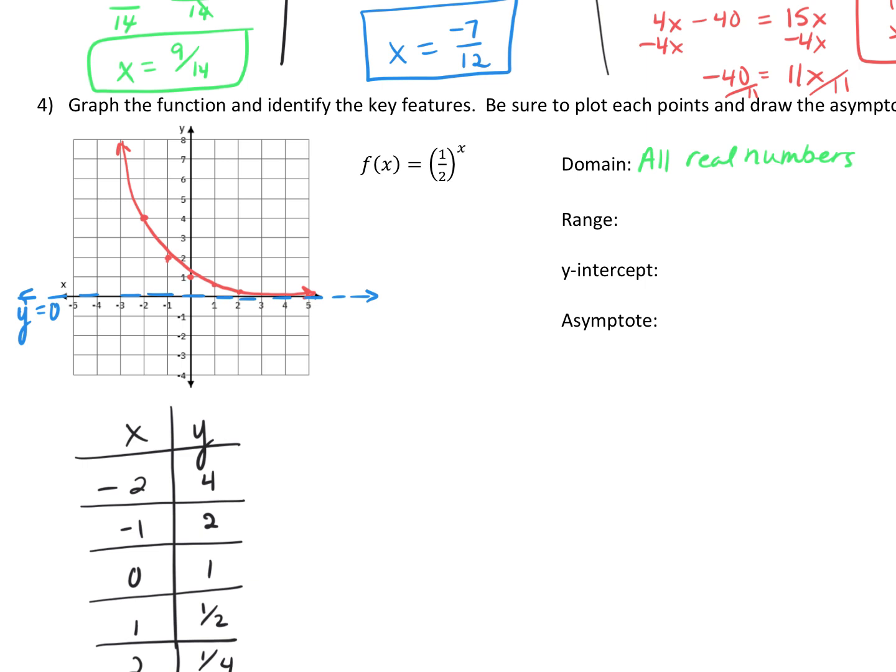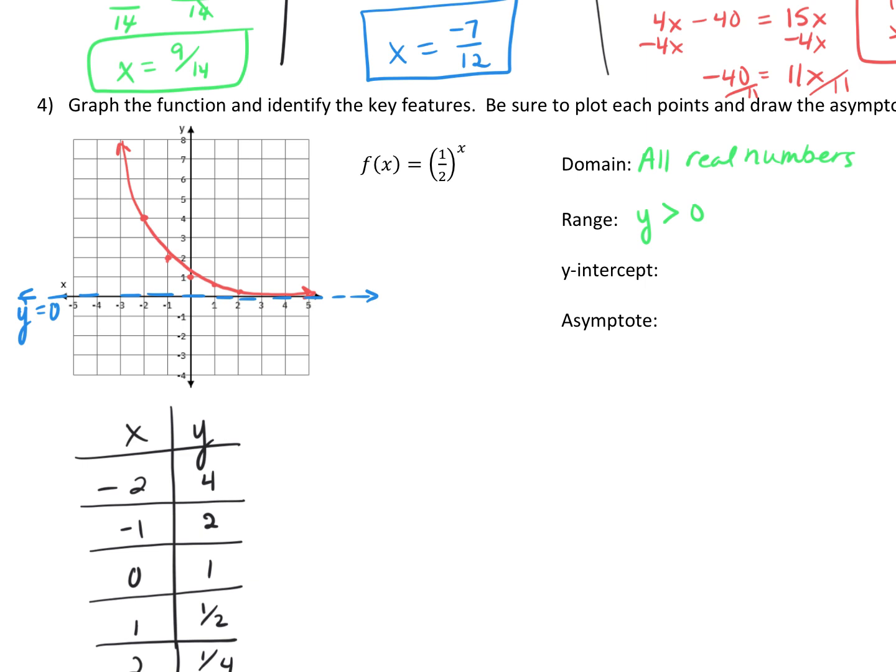Now the range is the output. If we take any x value and take 1/2 and raise it to that value, what numbers do we get back? I think a graph is a very good visual to help us with the range. What we notice in our graph is we've got our curve, but it's never going to touch this line, y equals 0, and it's never going to be down here. So all the values in the output for our range are above this line y equals 0. They're all positive. So our range, all the y values, will be greater than 0. Not greater than or equal to, because it's never going to touch that asymptote. It's always going to stay above it, which is why we're greater than 0.